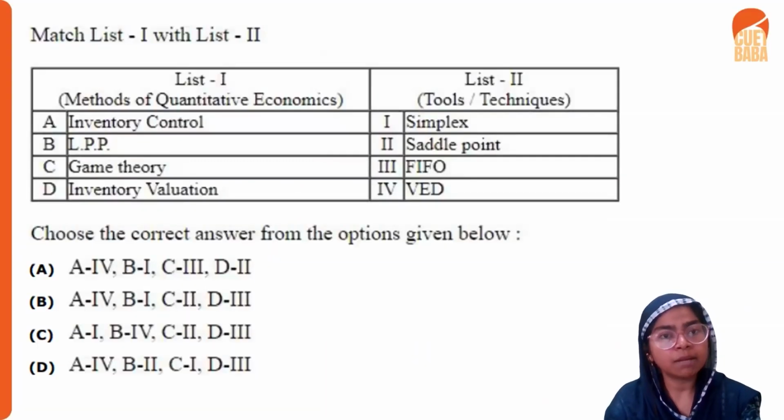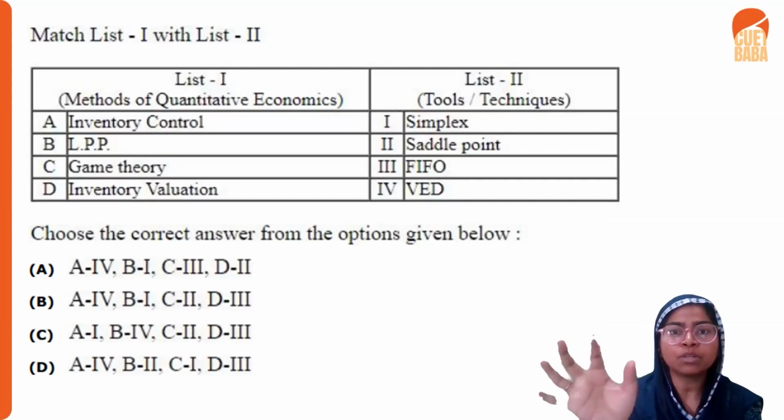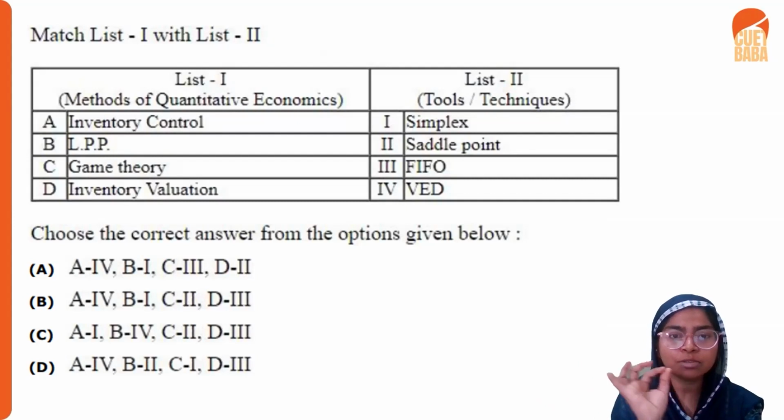Next question. Again, match the following question. We have list one as methods of quantitative economics, that is inventory control, the linear programming methods, game theory, inventory valuation. And there are different tools like the simplex, saddle point, FIFO, and VED. From the list itself, we can easily match inventory valuation with FIFO. So D should be 3.